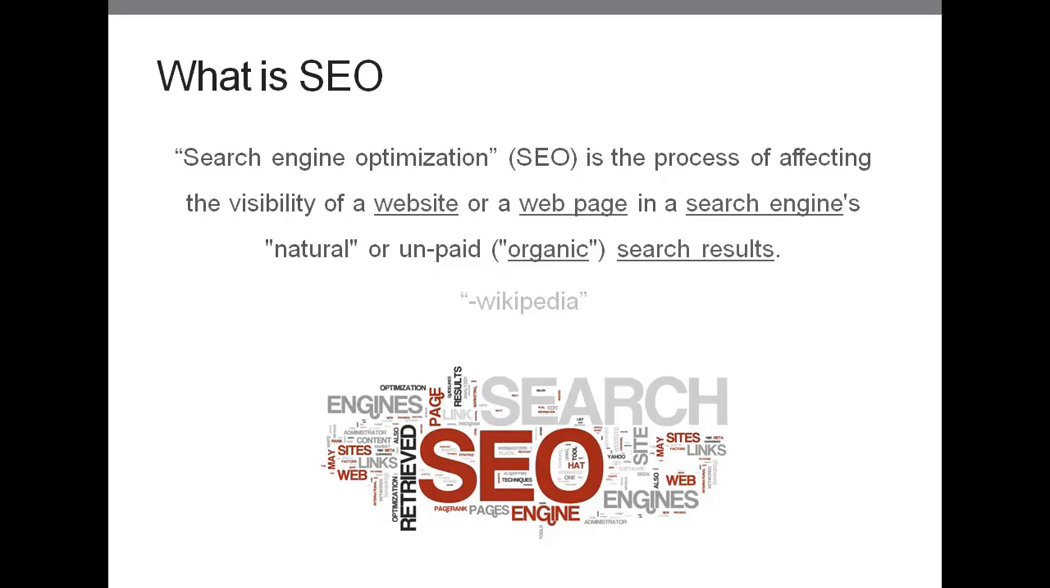It's the process of affecting the visibility of a website or a web page in a search engine's natural or unpaid search results. So, what they mean by natural or organic or unpaid, it's just the basic results. No ads or anything like that. It's just what comes up. It's just the sites that Google feels is valuable to whatever keyword or information that you entered. On the other side, we have paid results, which are basically results that advertisers have paid for. And this is usually done through the Google AdWords program.